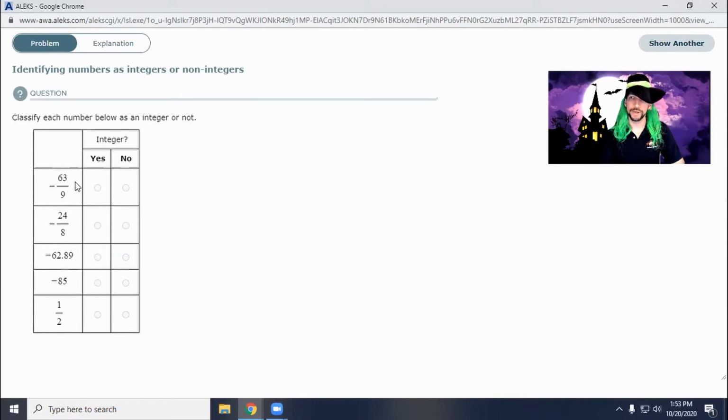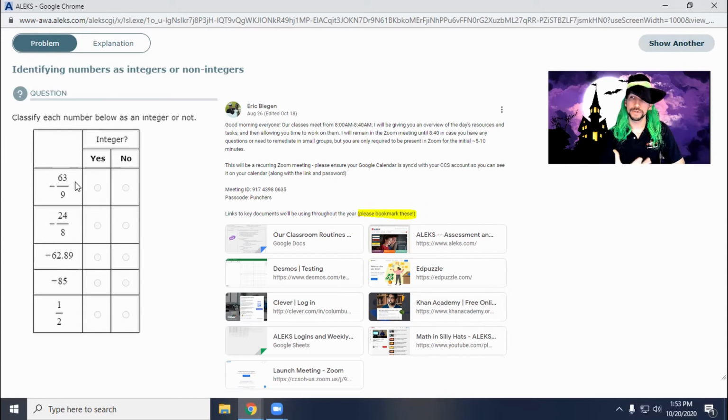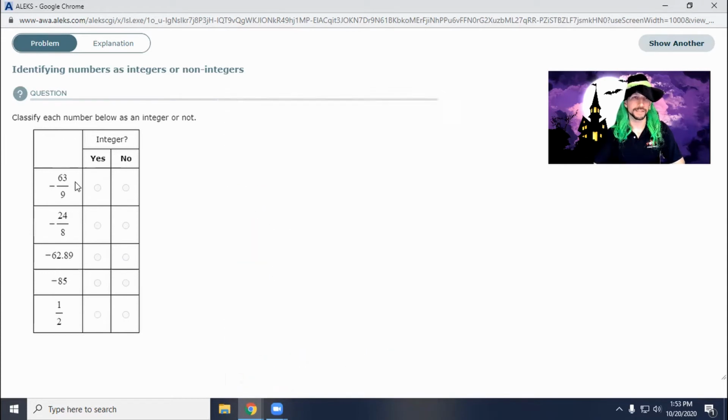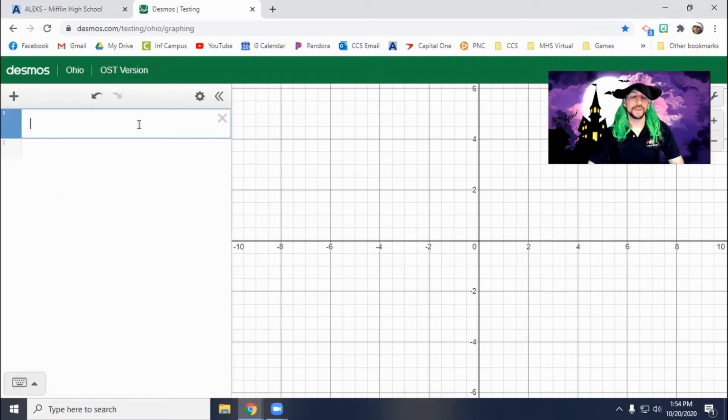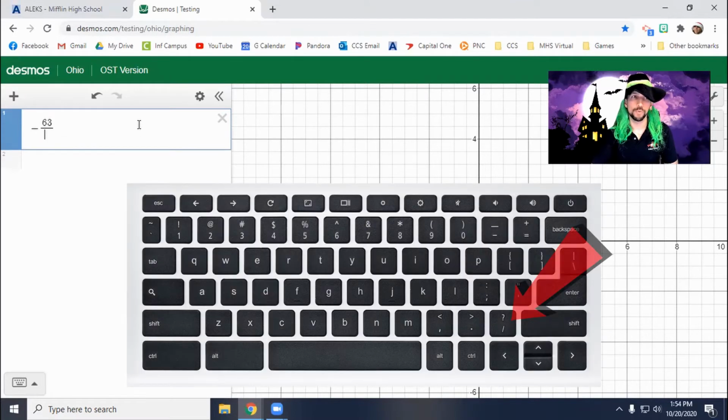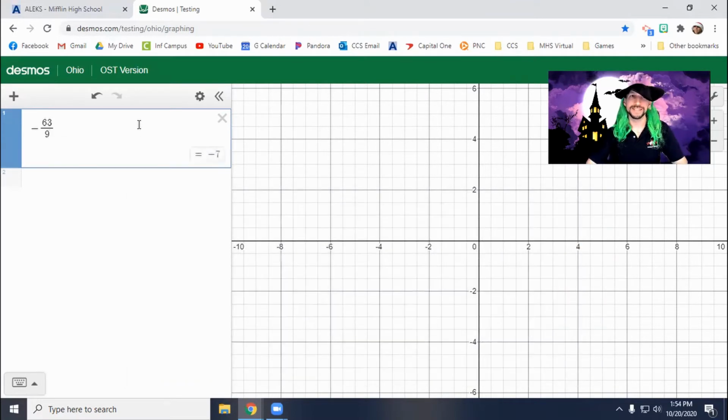For this evaluation, I'm going to be using the Desmos calculator that I have linked online. It's the same calculator you'll be able to use on the state test. Here we are in the Desmos calculator. Our first value is negative 63 over 9. So in Desmos, I'm going to type negative 63, and then to make the division bar, I'm going to type the forward slash, and then you'll notice I automatically get a denominator, over 9. That's equal to negative 7, and negative 7 is a counting number, or it's negative.